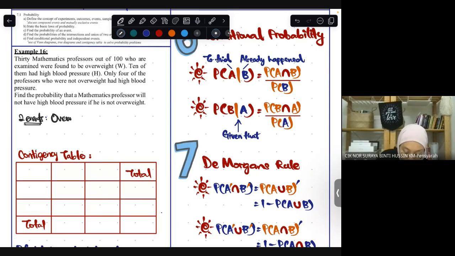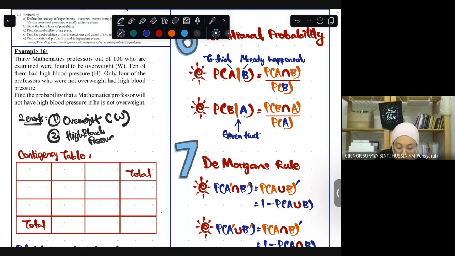So 2 event here means we have an overweight lecturer, and we can label the overweight. Saya labelkan dengan huruf W, okay? Manakala event yang kedua, so saya label event yang pertama saya overweight tapi saya letak W. Event yang kedua adalah high blood pressure. So saya pakai huruf H. So actually you can use any alphabet that you want, but I use W and H.